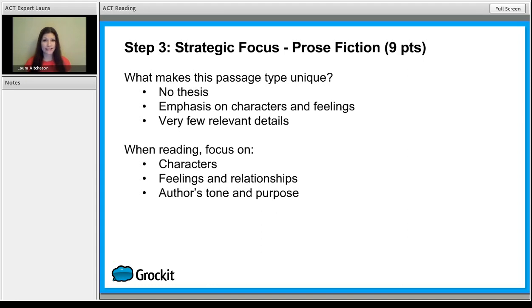Every passage has 10 questions that go along with it. Prose fiction passages oftentimes have a lot of inference questions, and those are the types of questions that can be really challenging. There aren't usually a lot of detail questions in which they just ask you to locate something in the passage. They want you to analyze what's being talked about.